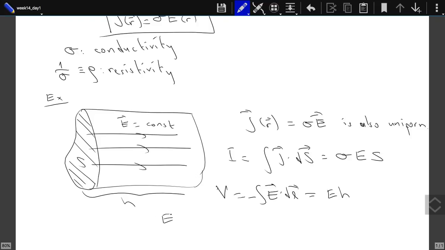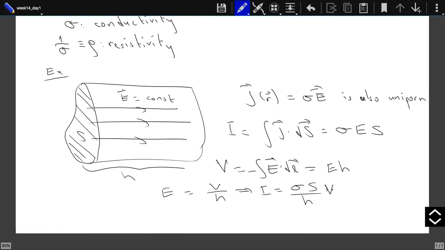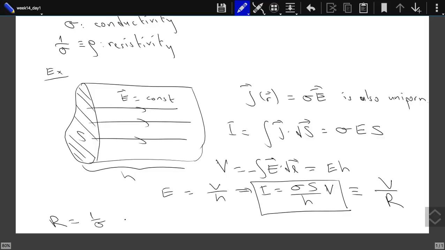Or the electric field in my conductor, the magnitude, this is equal to V over H, and hence the current is sigma times S over H times V, which is defined as V over R, R being 1 over sigma times H over S, or rho times H over S. This is the resistivity expression that you should probably remember from your first year.